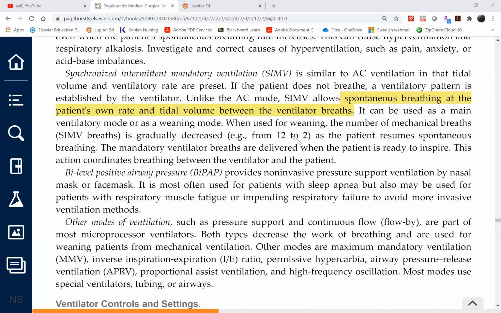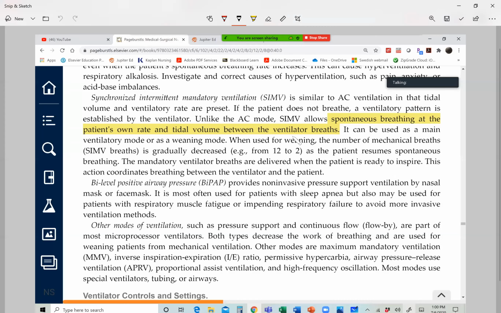All right, so here is SIMV. Again, it is a volume mode. There is a preset tidal volume and a preset rate. To illustrate how the patient breathes in this mode, this is the ventilator breath. You can see it's a vent breath because it starts from zero going up. If it's a patient-initiated breath, it always goes negative, below zero.